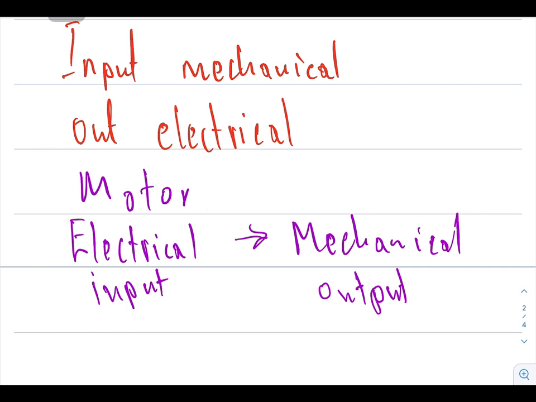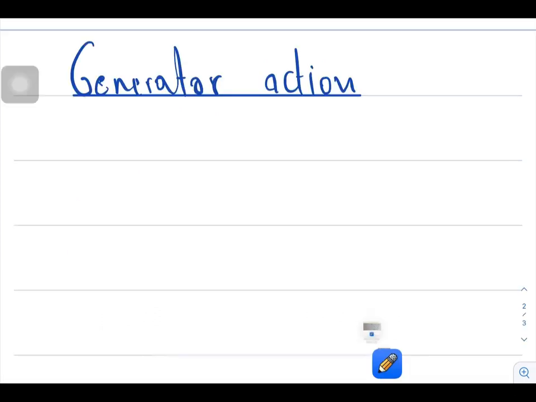For example, the traction motors in a locomotive. A locomotive generates its own electricity, then feeds it to the traction motors, and the traction motors make the train move. There are many applications of a motor, for example fans and so on.